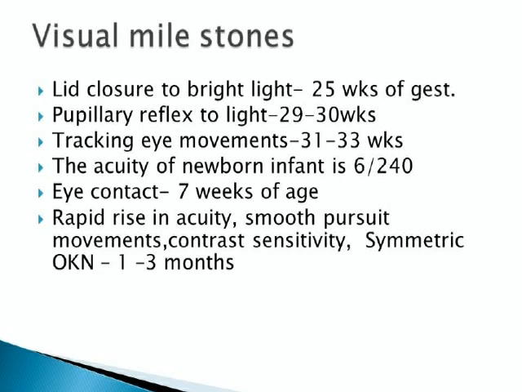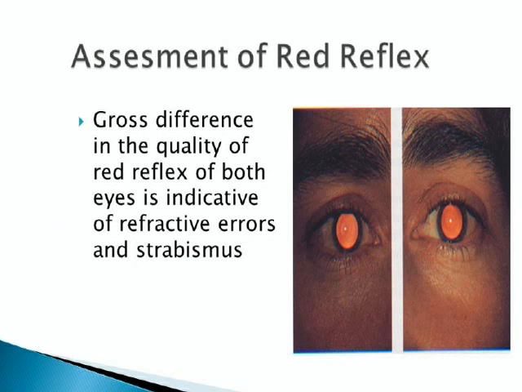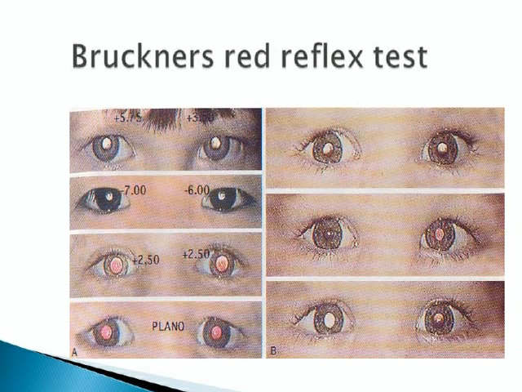When you assess the red reflex, if there is a gross difference in the quality of the red reflex of both eyes, that is indicative of some problem. Here you can see that equal red reflex in both eyes is supposed to be normal. If there are opacities, it could be due to cataracts. If there is an asymmetric reflex, if one reflex is brighter and the other is dimmer, probably it's a strabismus. You can also detect retinoblastomas and high refractive errors by just looking at the reflex.